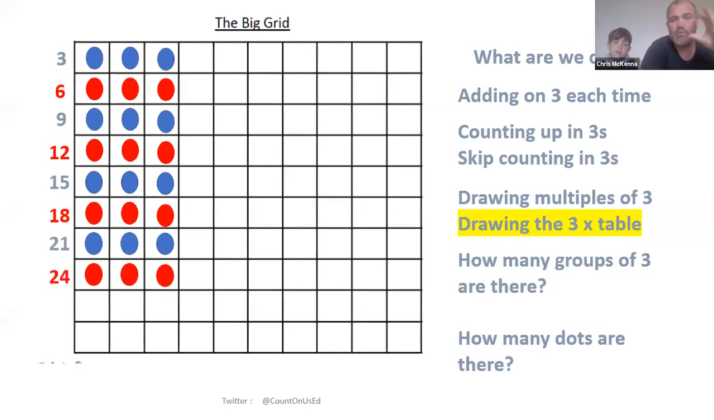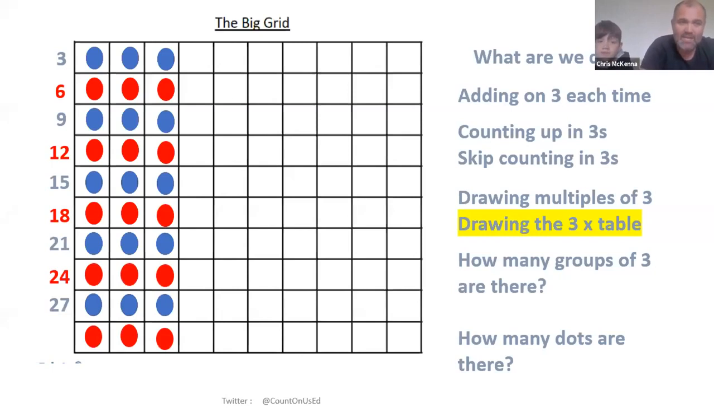And we could keep going now. There's 8 groups of 3, and there's 24 dots. 9 groups of 3, and there's 27 dots. 10 groups of 3, and there are 30 dots. So we can say 10 times 3 equals 30, and so on.